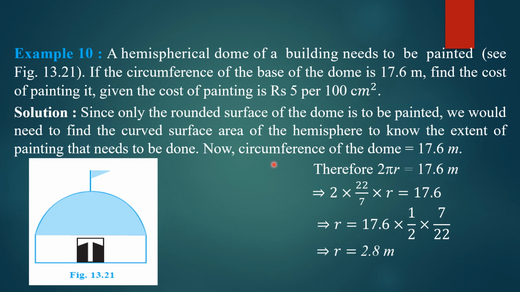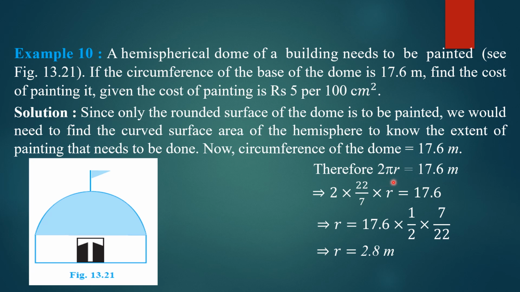Right. Now, circumference of the dome is 17.6 meters. So, my children, this is given. Radius of the hemisphere is not given directly. So, we have to find it first. Therefore, what is the circumference of a circle? Yes, 2 pi r.